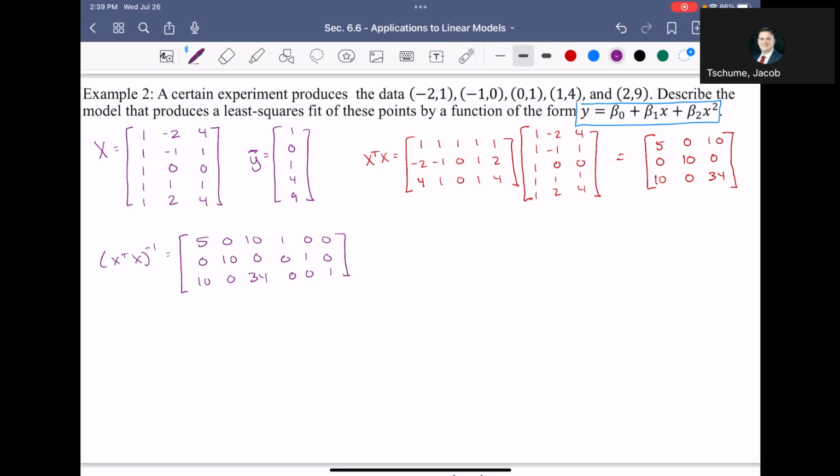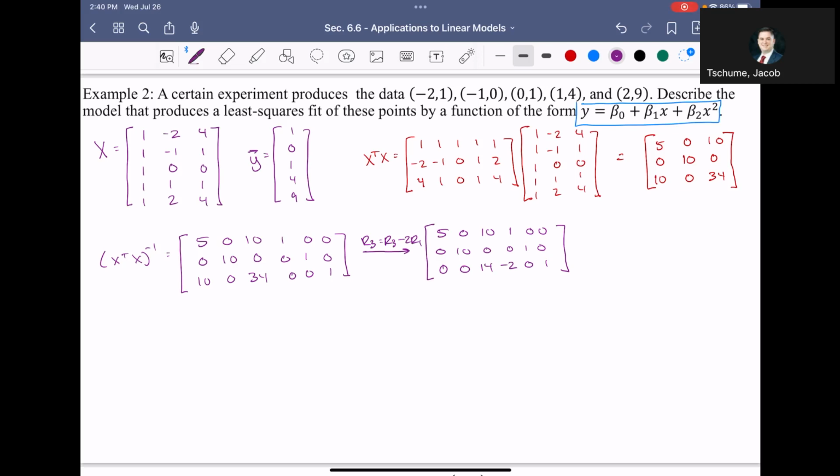So putting this into reduced echelon form, I'm going to begin by taking row 3 and subtracting 2 row 1s. 0, 10, 1, 0, 0, 0, 10, 0, 0, 1, 0. And so we will get 0, 0, 34 minus 20 is 14. That's going to be -2, 0, and 1. All right, let's see. Not the best numbers possible, but we'll make do.